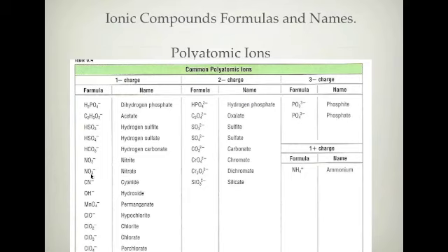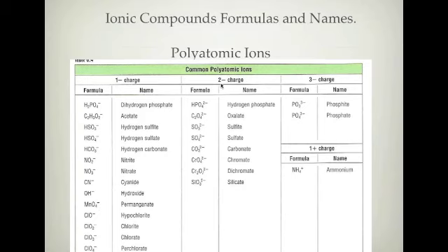Nitrate, NO3 negative. Permanganate comes up a fair bit, probably more so in year 12 than year 11. But permanganate is MnO4 negative. That's the whole ion. They're called polyatomic ions because they have more than one atom that makes up that ion.